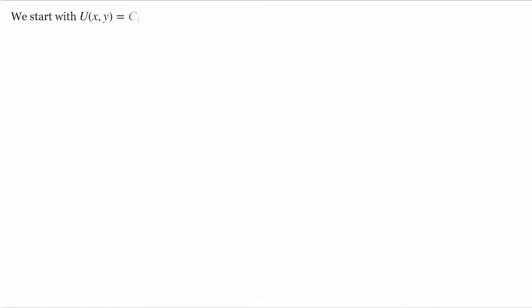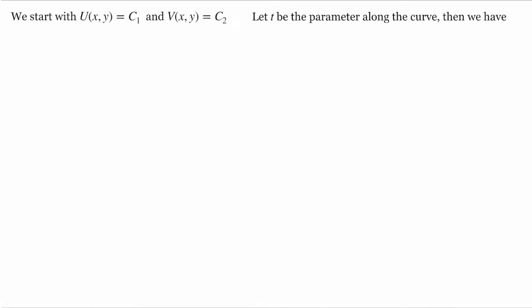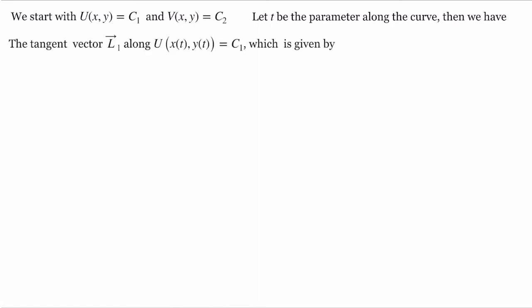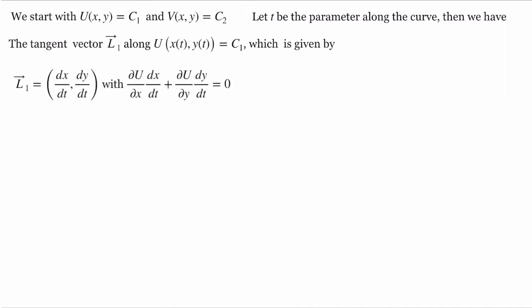Let's see how to show this using the Cauchy-Riemann condition. Let's start with u(x,y) equal to constant and v(x,y) equal to constant. Let t be the parameter along this curve, so we can parameterize it independently with t, as in the motion of a particle, or we can simply use either x or y as a parameter, but I am using t as a parameter. Then the tangent vector L along u(x(t),y(t)) equal to constant is given by (dx/dt, dy/dt).